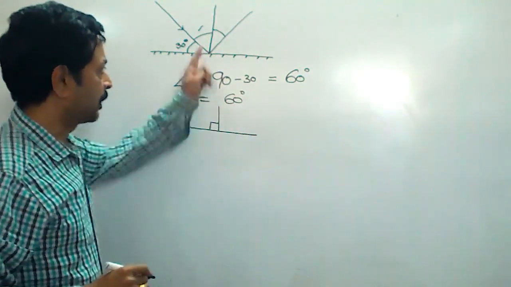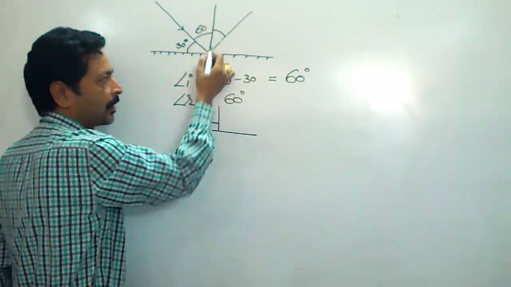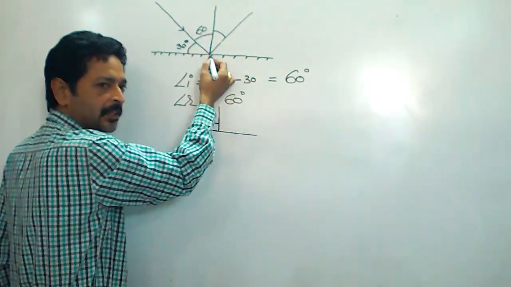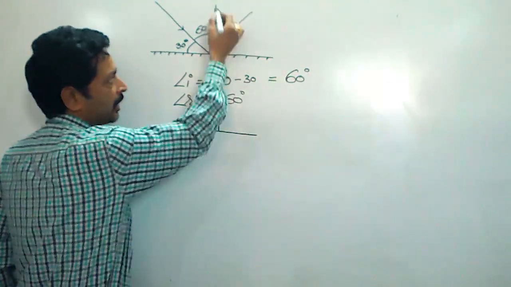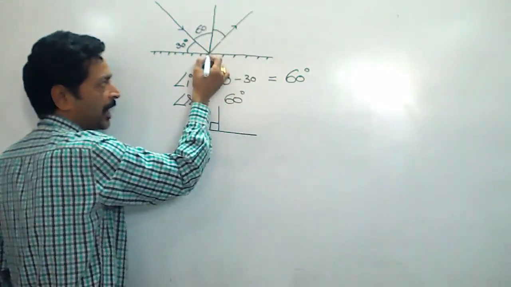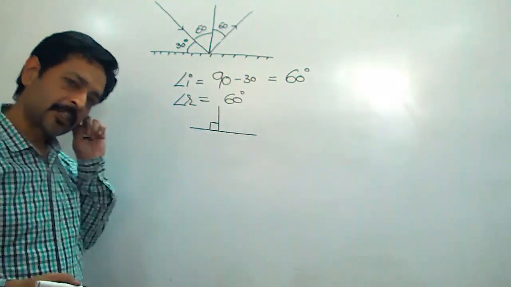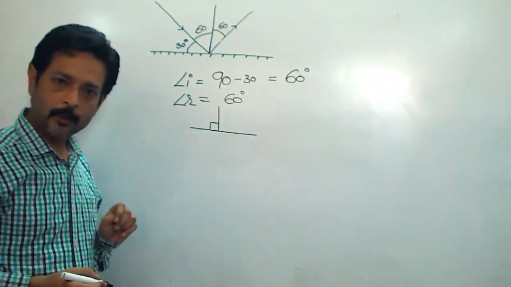The angle between the incident ray and normal at the point of incidence is the angle of incidence. The angle between the reflected ray and normal at the point of incidence, this is called the angle of reflection. I hope it is clear to you.